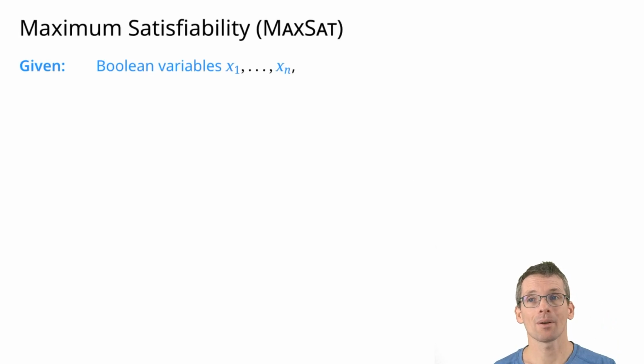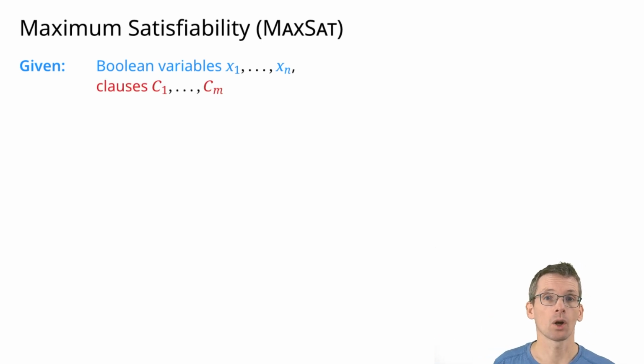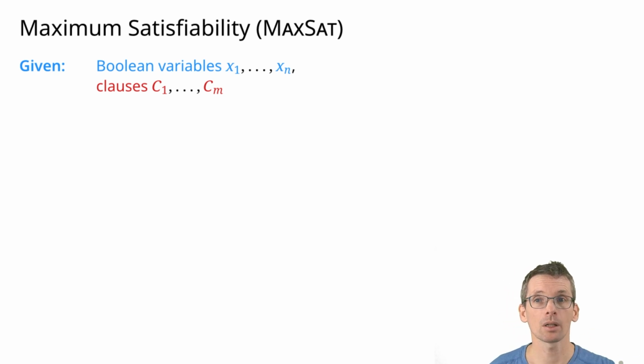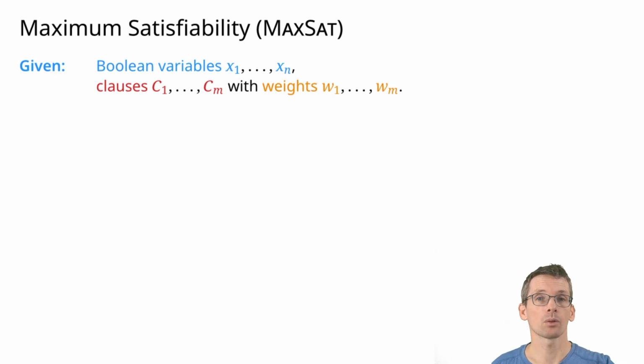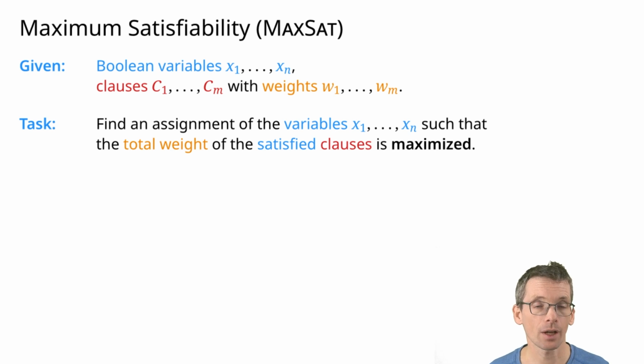Let's jump into maximum satisfiability. You most likely know satisfiability, where we have Boolean variables and we have clauses and we want to satisfy the clauses. In maximum satisfiability, we want to satisfy as many clauses as possible, but each of the clauses will come with a weight, and then we want to find an assignment of the variables such that the total weight of the clauses that are satisfied is maximized. Total weight meaning sum of weights.